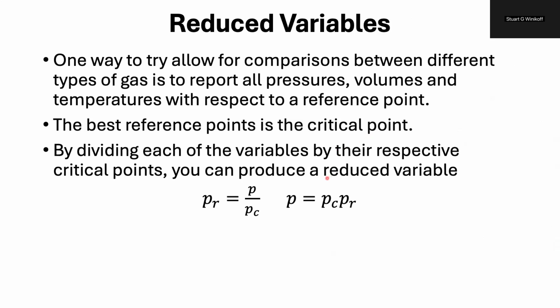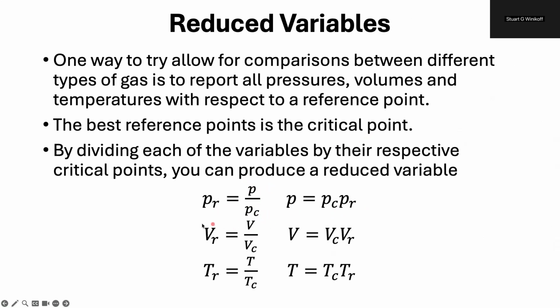So it turns out we can go ahead and compare the pressures across every single species by having what's called the reduced variable. And this is simply your actual pressure divided by the critical pressure. And so you can similarly, if you know the reduced pressure, back out the actual pressure. And you can do the same process for both a reduced volume and a reduced temperature.